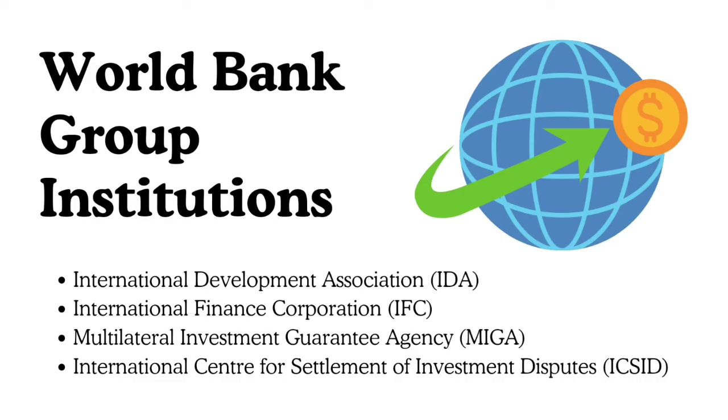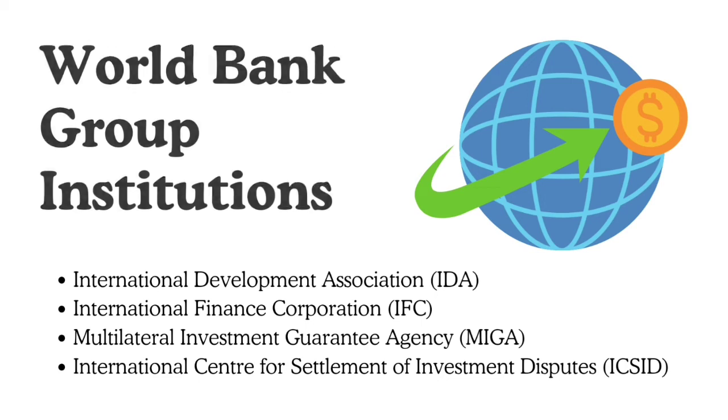ICSID is the last institution that we have to learn out of the four. It gives a platform for investors to settle their disputes with the host states. The members involved in the dispute can voluntarily resort to the mechanisms that are available with ICSID to settle their disputes. But the important thing that we have to note is, once the help of ICSID is sought, these countries cannot withdraw from the proceedings. ICSID will provide well-equipped hearing rooms for the proceedings related to these disputes. So that is about the World Bank.